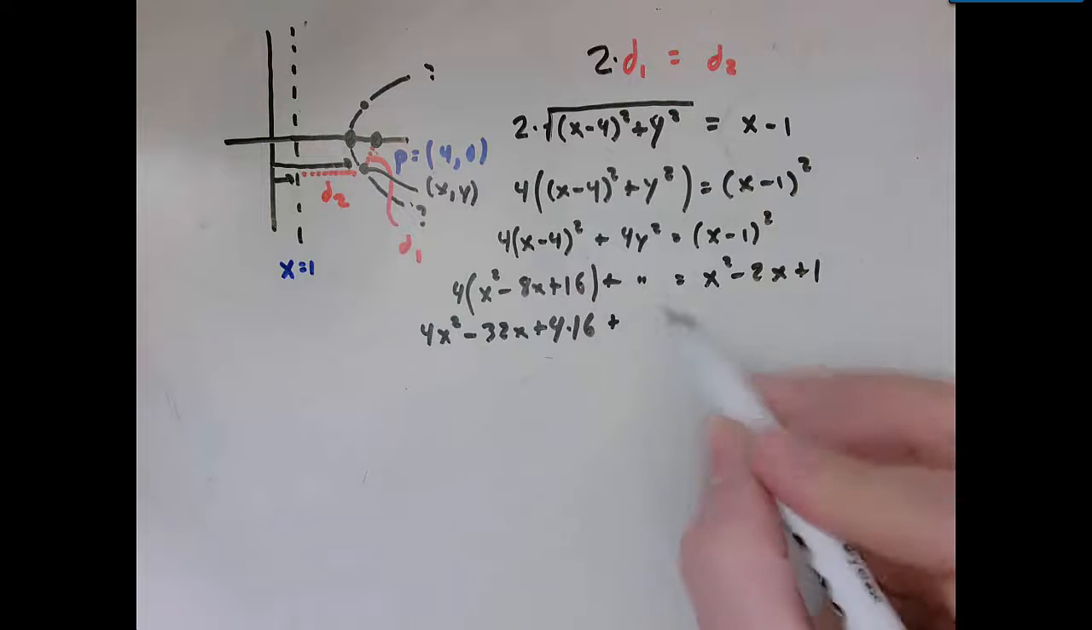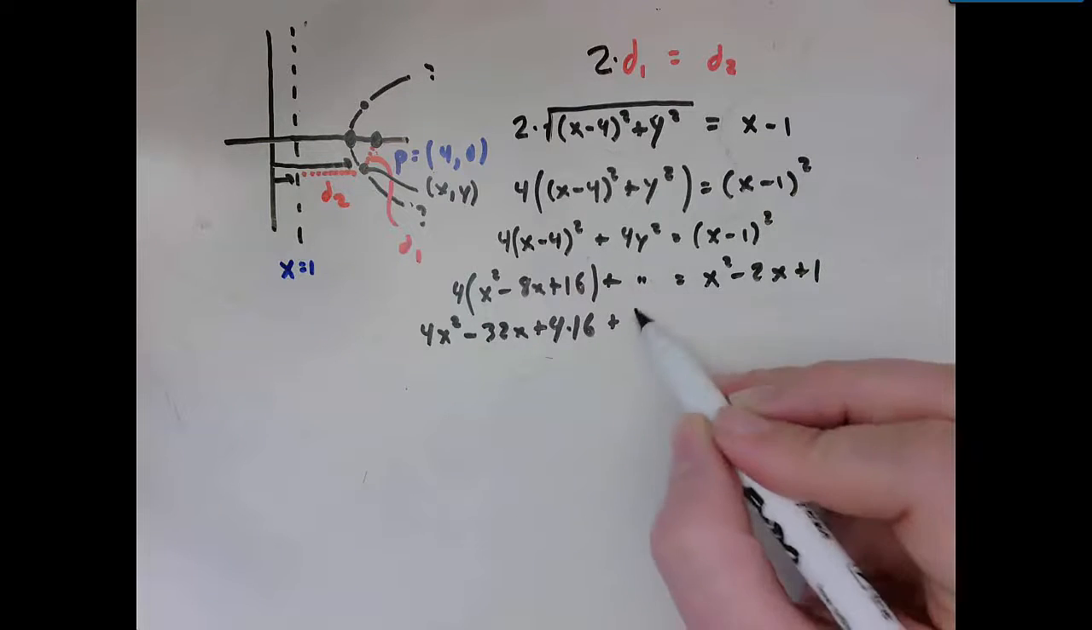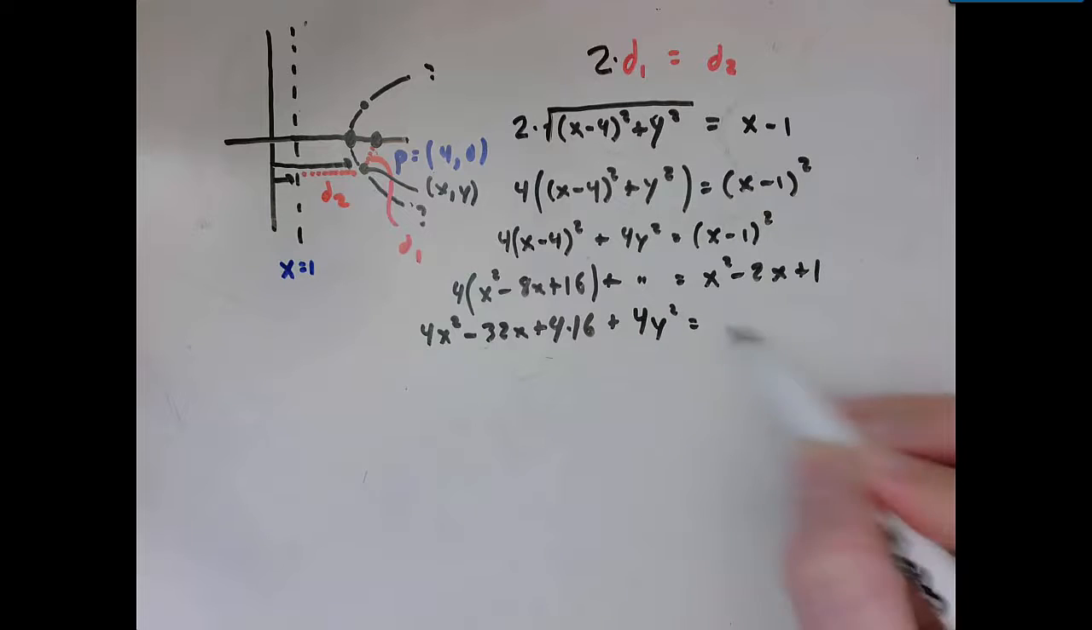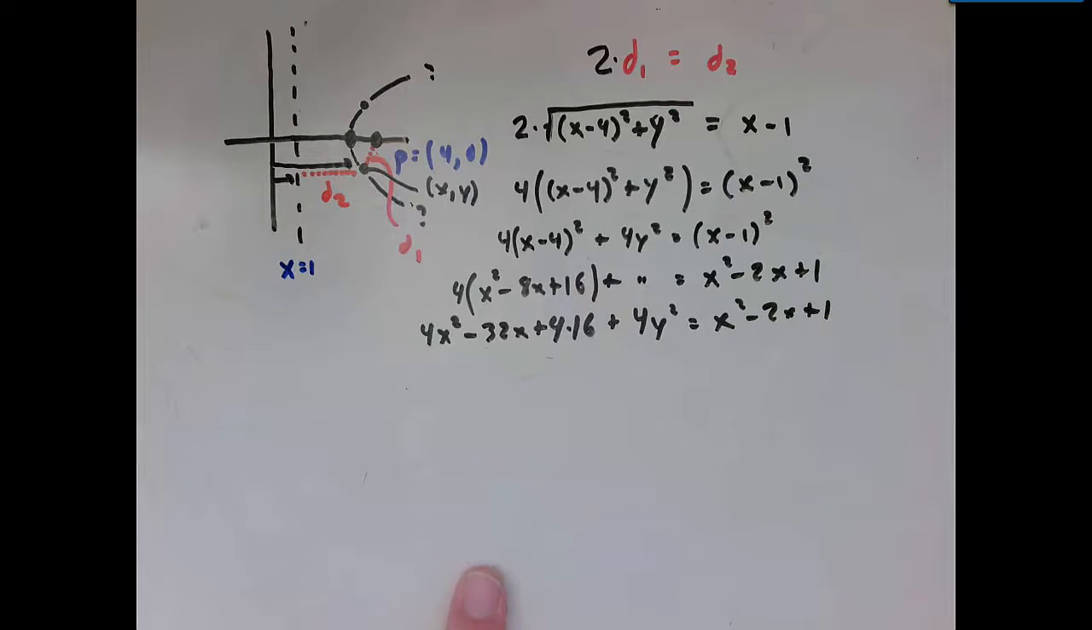Okay, what am I missing here? So we've still got the 4y squared here, and then everything else is the same. Okay, so now something's very different about this than all the situations we've had before.